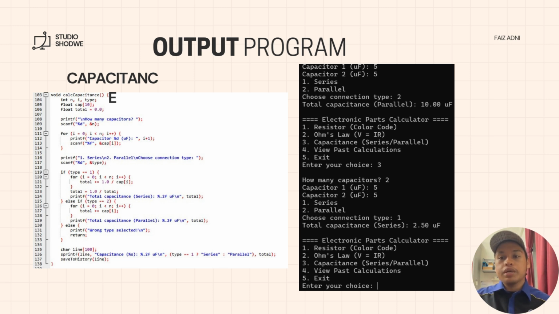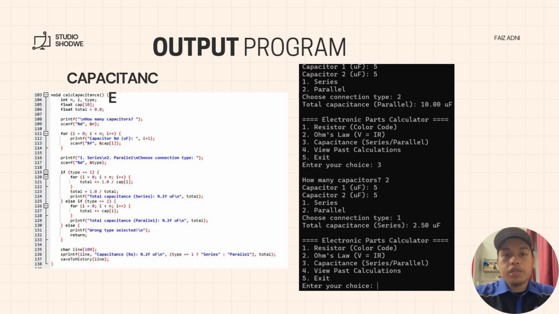Lastly, lines 132 to 134 save and print the result. We use a char buffer at line 100 and a printf-style line for capacitance, which formats the output into a string to save the history. It uses a ternary operator to choose series or parallel. This function then calls save to history to record the result.